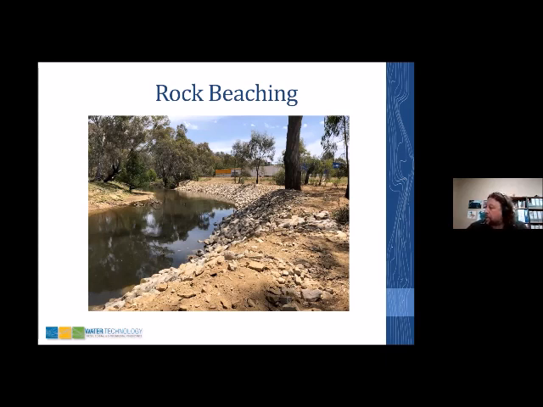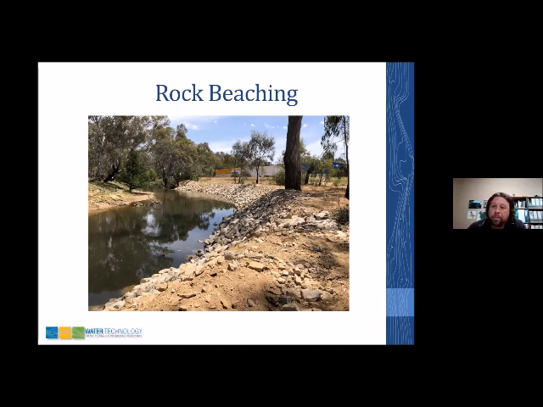This is a rock beaching site that was done on the Ovens River just behind the Super Cheap Auto in Wangaratta, against the Wangaratta levee. Rock armouring works so well because it usually doesn't require the exact identification of the erosion mechanism that's occurring. However, in the case of the bed deepening process that we've been talking about, the rock armouring of the bank will do absolutely nothing in terms of managing the erosion within the bed of the creek.